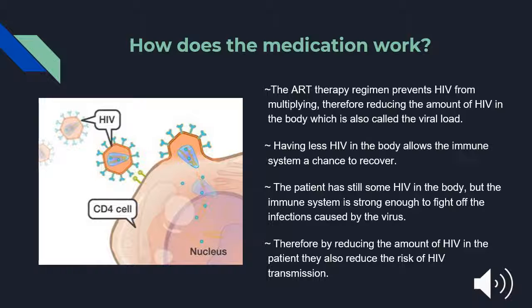How does the medication work? The ART regimen prevents HIV from multiplying, therefore reducing the amount of HIV in the bloodstream, which is called the viral load. Having less HIV in the body gives the immune system a chance to recover. The patient still has some HIV in the bloodstream, but the immune system is strong enough to fight off the infection caused by the virus. Therefore, by reducing the amount of HIV in patients, we are reducing the risk of HIV transmission.